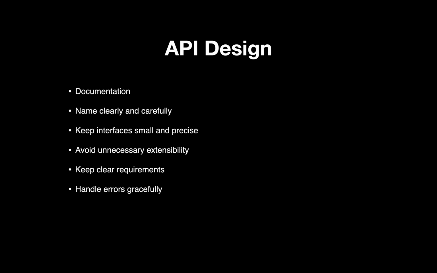And then define the names clearly and carefully, so that they are still relevant after 2 months or 6 months. Once you have released the apps, it is going to be harder to rename functions once they're out in public. Keep the interfaces small and precise, so that they do only whatever is needed, nothing more, nothing less.